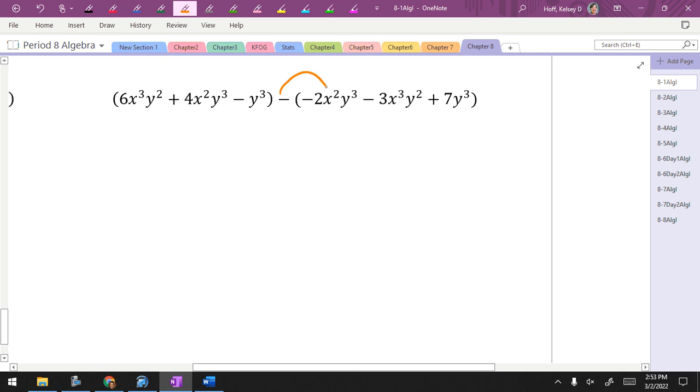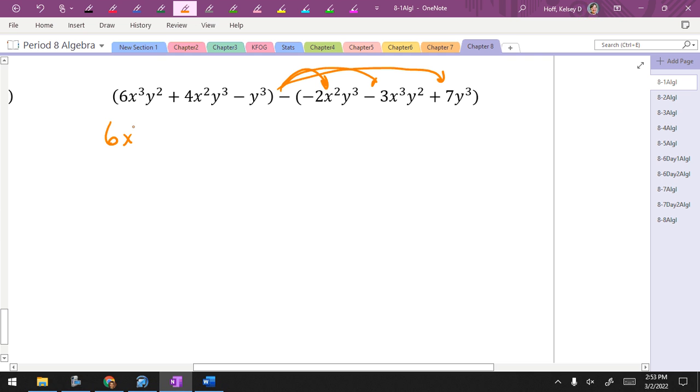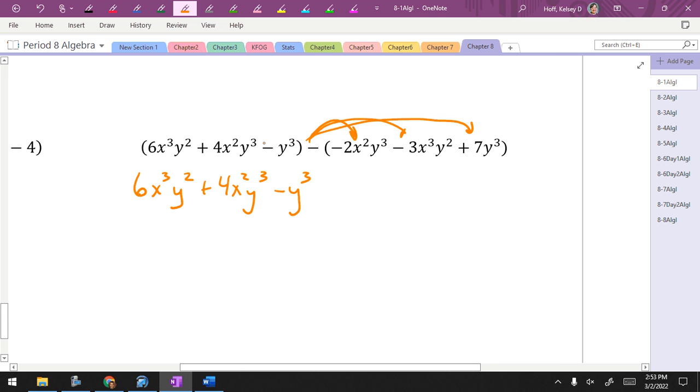First thing I should do on this, distribute your negative. Be careful when you're writing. Sometimes your exponents get to be as big as your coefficients. So 6x cubed y squared plus 4x squared y cubed minus y cubed plus 2x squared y cubed plus or minus 3 plus 3x cubed y squared minus 7y.